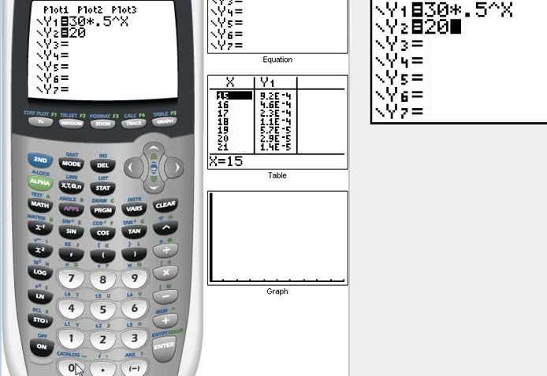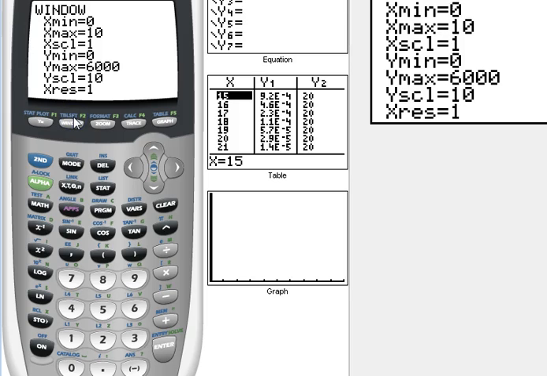Be sure to check your window to make sure it seems reasonable. X minimum to max, 0 to 10. For most of the problems we're doing right now, that's fine. Remember, minimum number of half-lives, 0. Maximum number of half-lives, 10. If it's not good enough, we can go back and change it. But for most of what we're doing, it's fine.